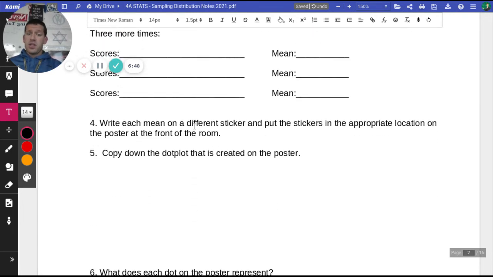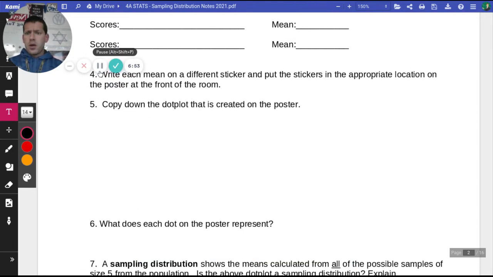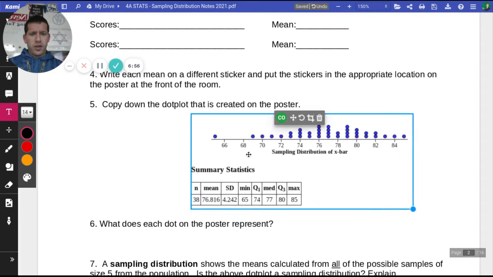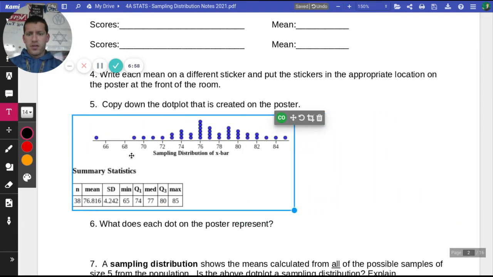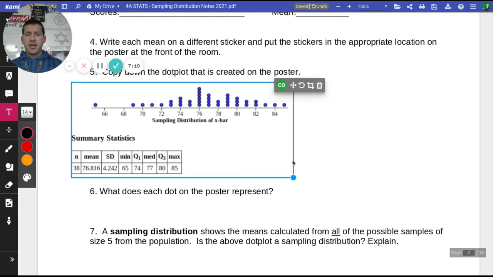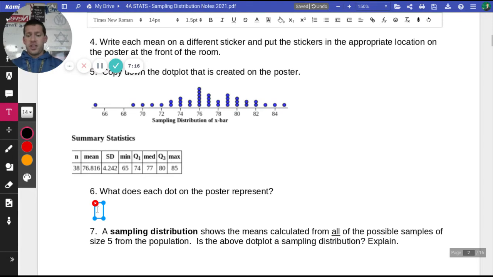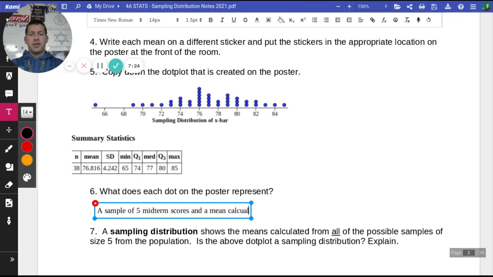And I wrote the mean on, and basically I plotted a dot plot. So let me go get that dot plot real quick from Statlet. We had everyone round to the nearest whole number, and so we get a beautiful looking graph like that. We got a couple questions to answer about that graph. So first question says, what does each dot on this poster represent? And so each dot on that represents a sample of 5 midterm scores and a mean calculated from the sample.